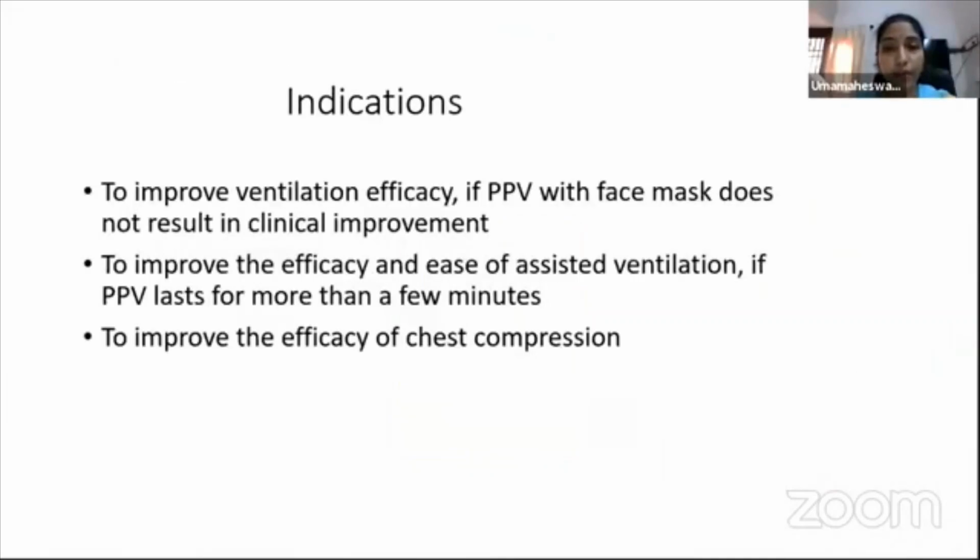So the first thing is endotracheal intubation. This is a skill to be learned. What are the indications for endotracheal intubation? It is to improve ventilation efficacy, if positive pressure ventilation with the face mask does not result in clinical improvement, and also to improve the efficacy and ease of assisted ventilation if PPV lasts for more than a few minutes, and to improve the efficacy of chest compression.